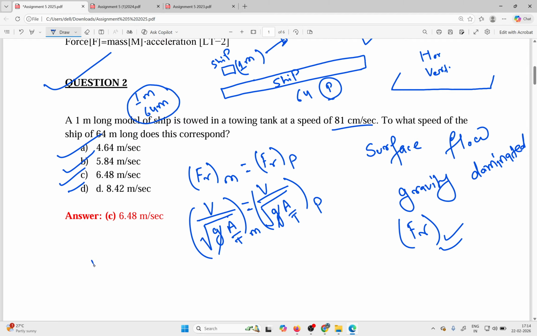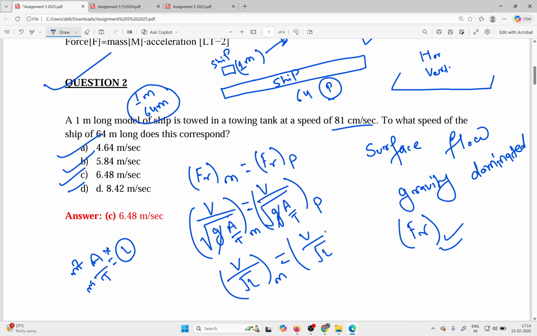So area by T you can write as a single length parameter, because this is meter square and this is meter, so meter will be cancelled out. So velocity divided by root L for the model, and velocity divided by root L for the prototype. L here is not the length, it is a length parameter. We are discussing the dimensional analysis part, so we focus on the length parameter, not the length.